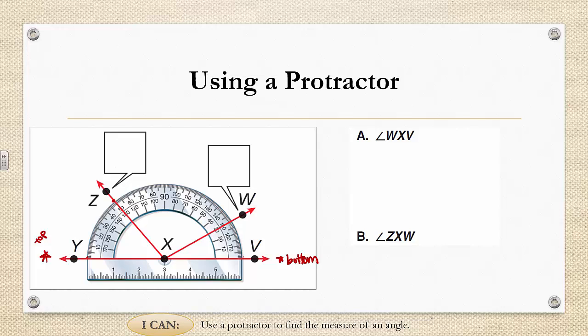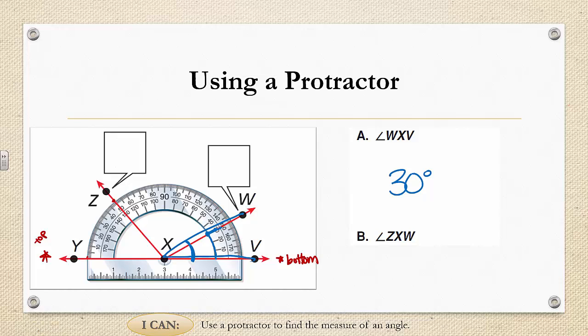So let's test one out. I want to know the measure of angle WXV. So I'm going to find W, connect to X, connect to V. So I want to know how big this is right here. So because I'm starting here, I'm going to work my way up at the bottom, and I see that it hits right here at 30 degrees. So that means that angle measure is exactly 30 degrees.